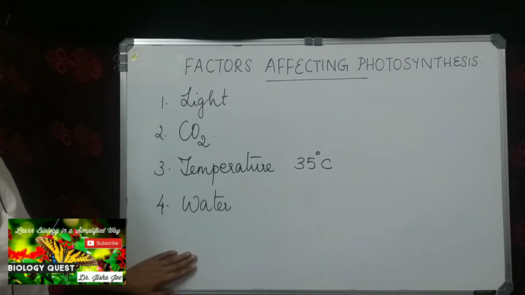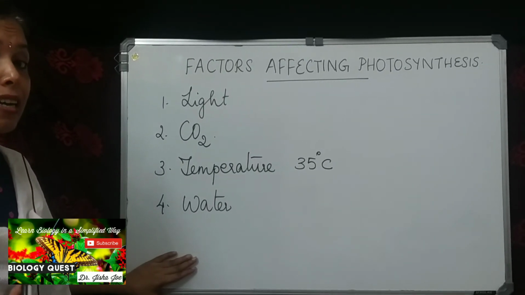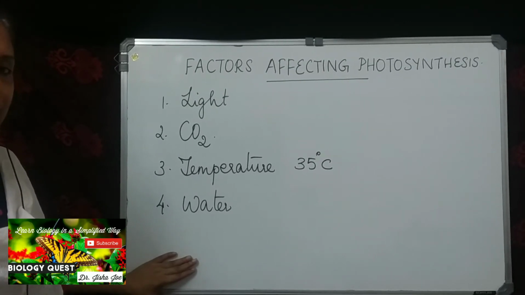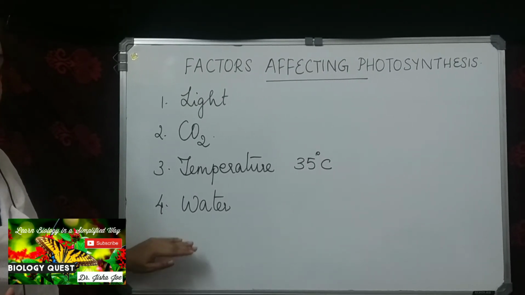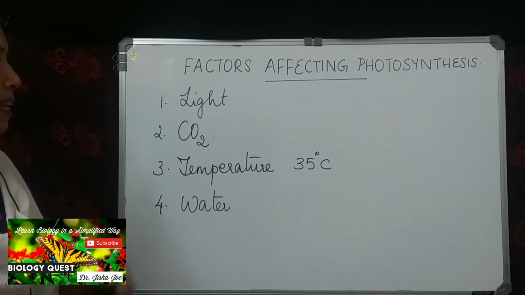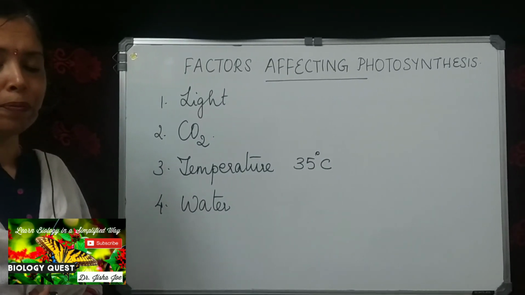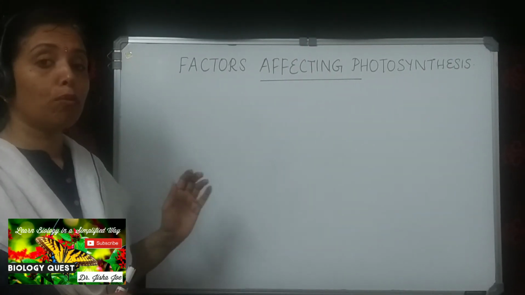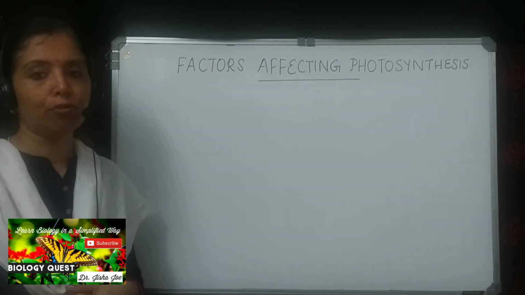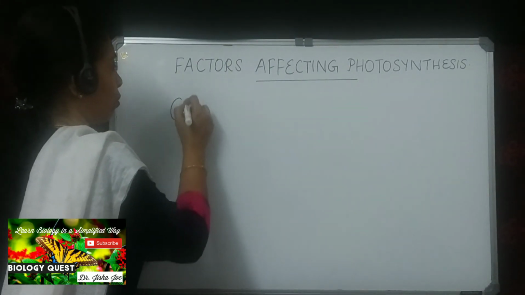Water also plays an important role in the process of photosynthesis because water is a raw material for photosynthesis. So a scarcity in the water content will naturally reduce the rate of photosynthesis. So I hope the external factors that affect photosynthesis are clear to you. So now we shall move on to the internal factors that affect the rate of photosynthesis. The first internal factor is chlorophyll.